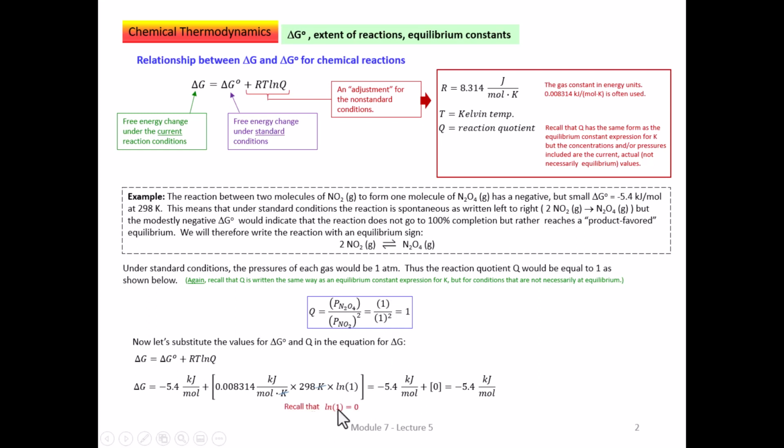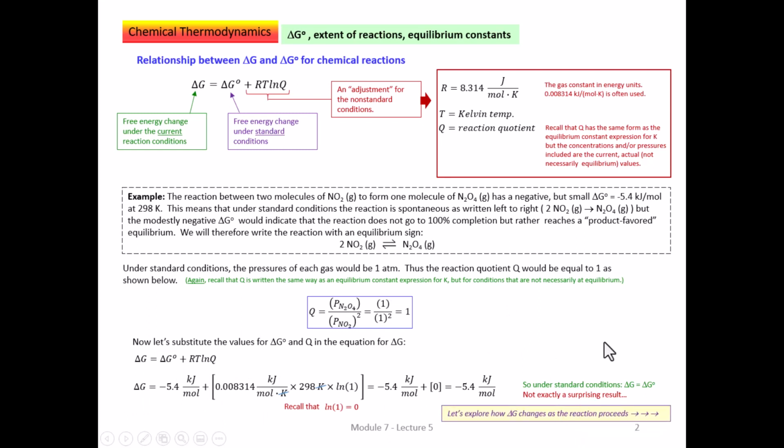Now recall that ln of 1 is 0, so this whole term goes to 0. And so the free energy change when both partial pressures are at 1, in other words, under standard conditions, is minus 5.4 kilojoules per mole. So under standard conditions, the actual free energy change is the standard free energy change. And of course, this is not exactly a surprising result. We've just shown that under standard conditions, the actual delta G is the standard delta G.